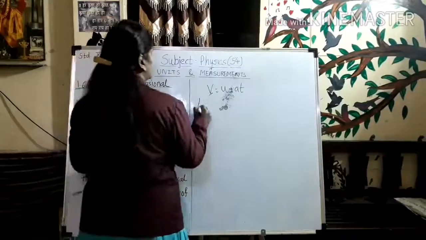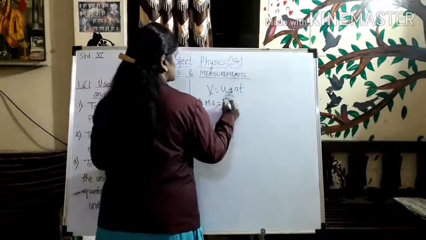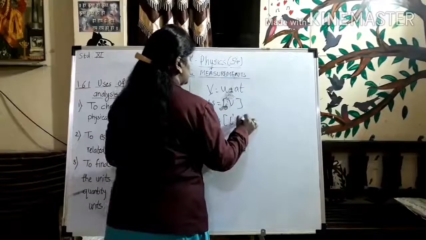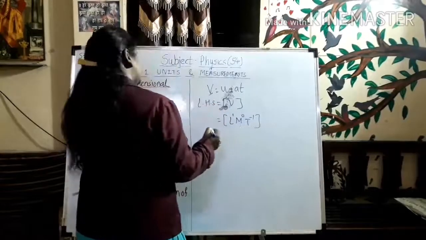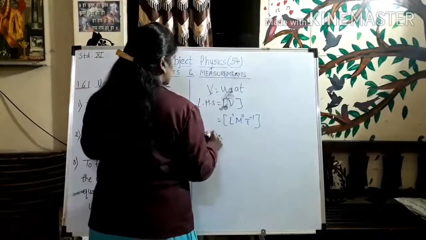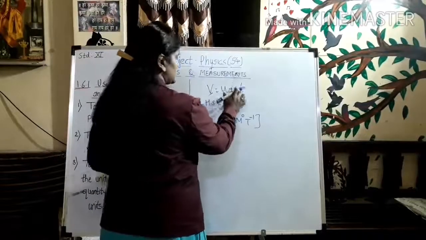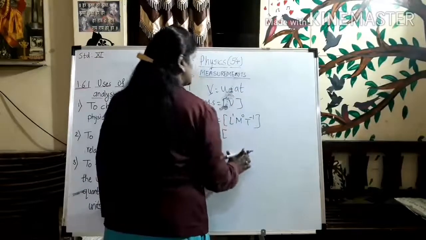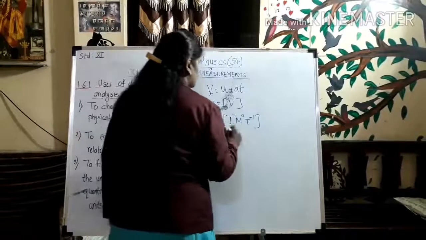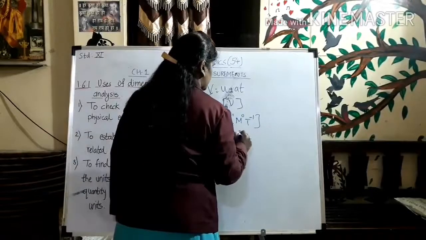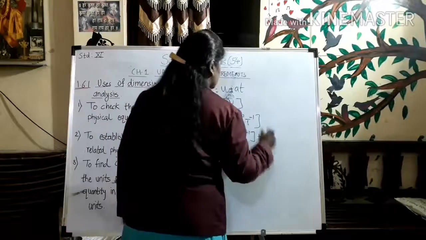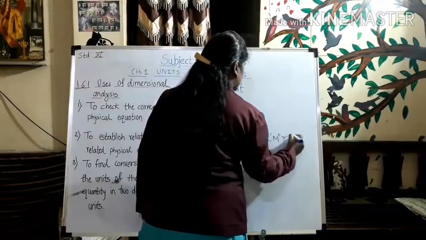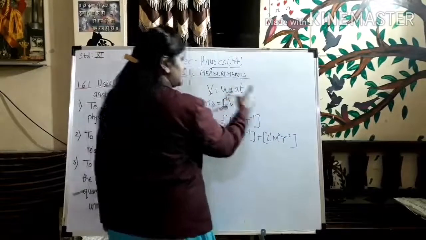For that, again we have to write both the sides. What are the dimensions for V? L1, M0, T raised to minus 1. We write RHS. For RHS, plus sign is there. So for both the terms you have to write down the dimensions. Dimensions of U, that is velocity, which is initial, so it will be the same, plus dimensions for acceleration, L1 M0 T raised to minus 2 multiplied by T.